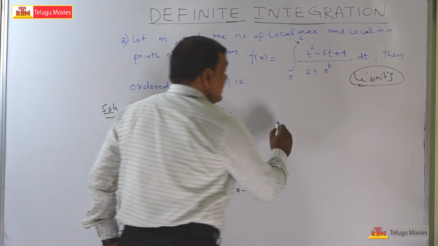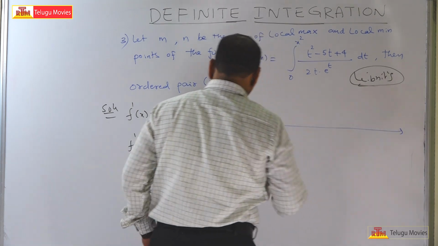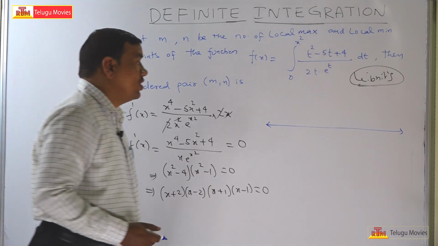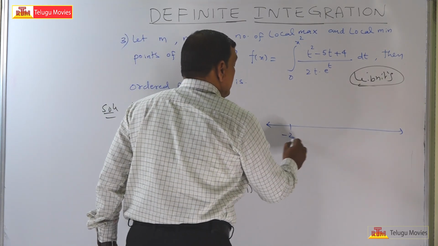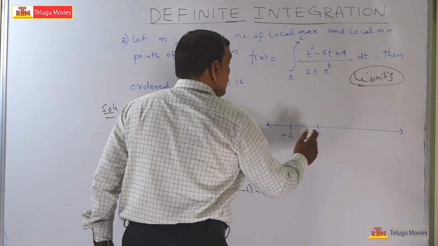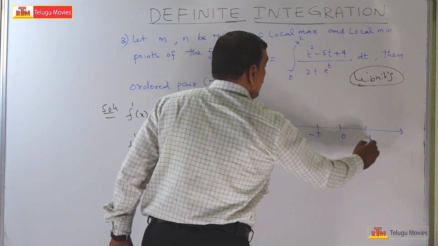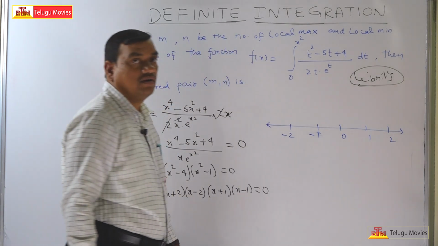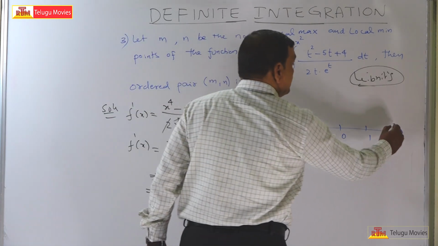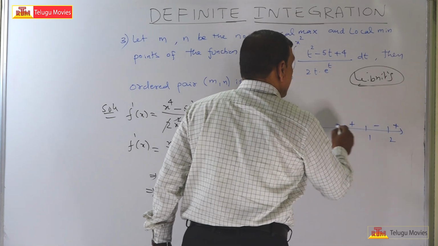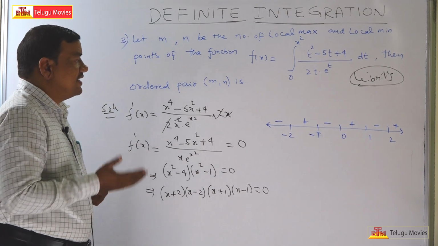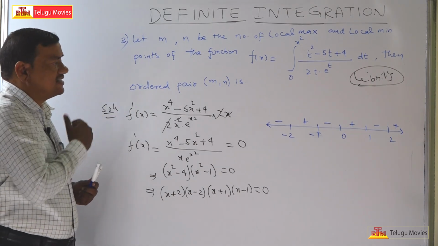If you draw the number line here, so here plus 2, minus 2, plus 1, minus 1 is there. The turning points will be minus 2, minus 1, 0, 1, 2. Okay, now, what will be your sign scheme to solve it? This is plus, minus, plus, minus, plus, minus, plus, minus, plus. From the right hand side, you have to write it down.